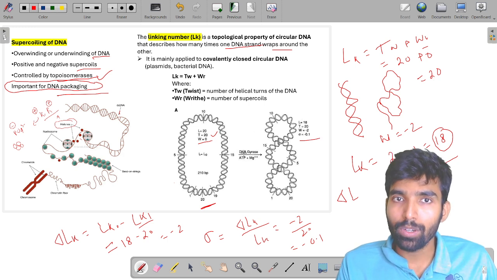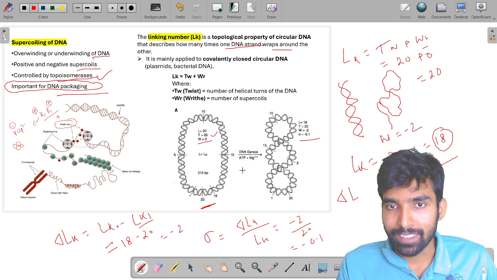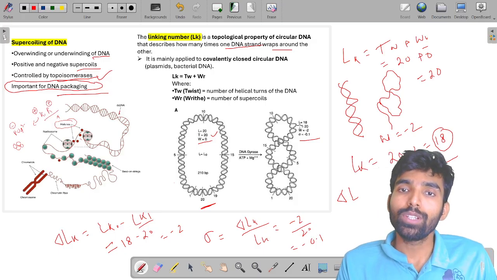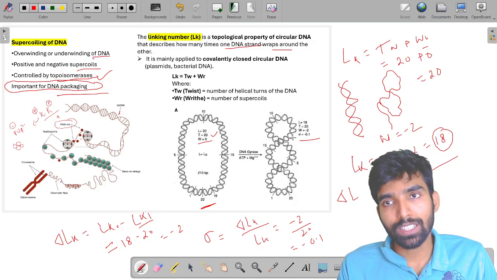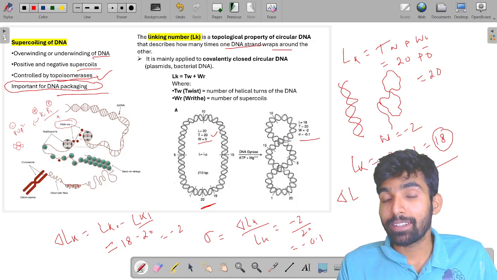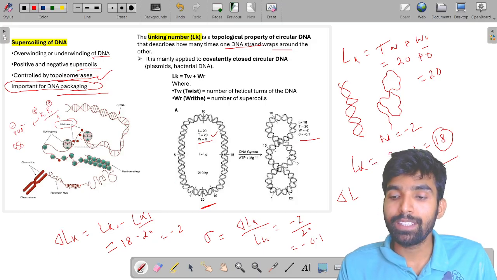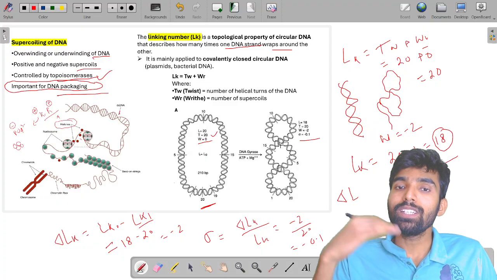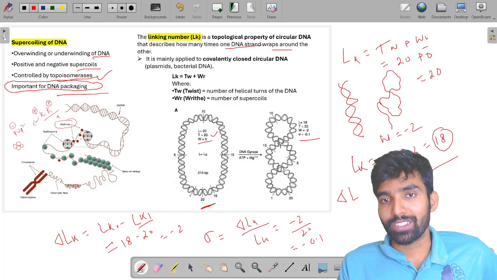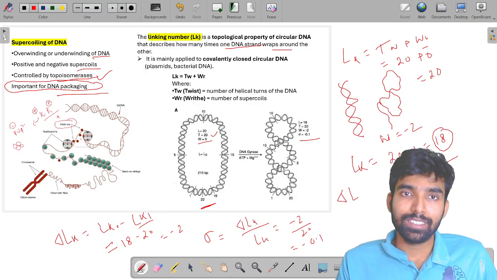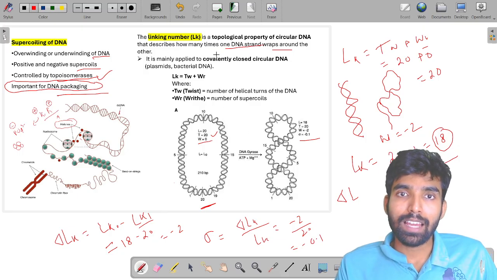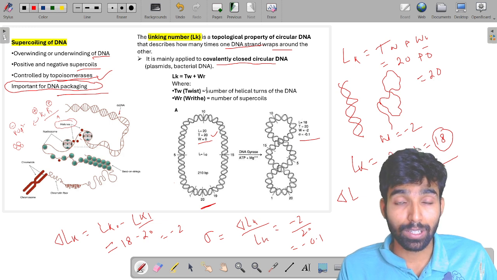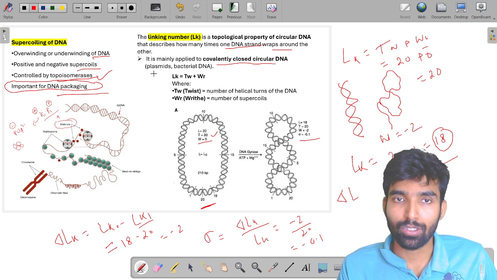And how is it triggered? It's triggered by DNA gyrase. So DNA gyrase sometimes introduces negative supercoils. It can change either T, twisting, or writhing. But in the case of B DNA, where the number of bases per turn is fixed, mostly W will be changed, not T. So this is mainly applied to covalently closed circular DNA. Please remember, covalently closed circular DNA, otherwise the concept will not exist.